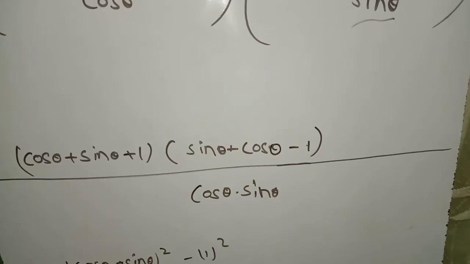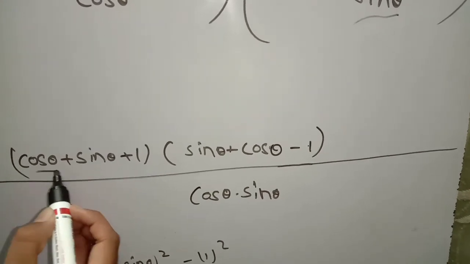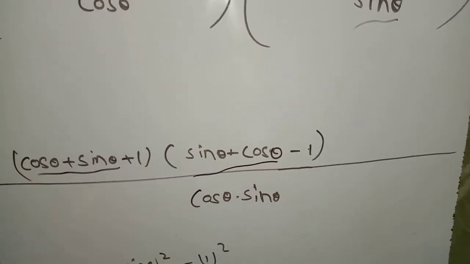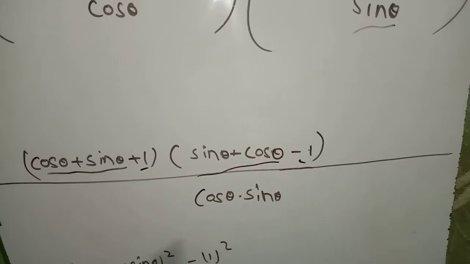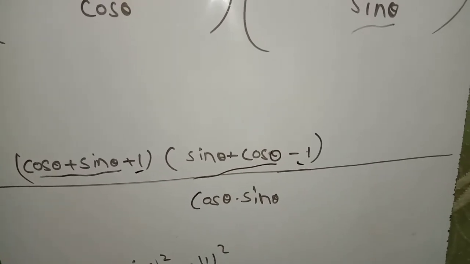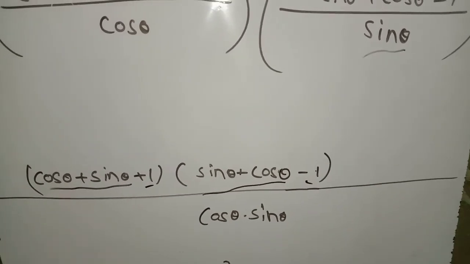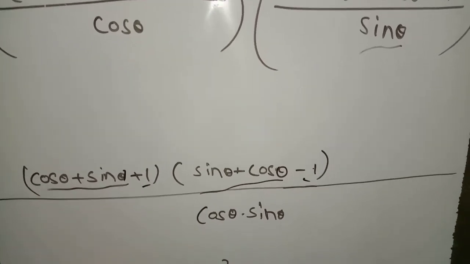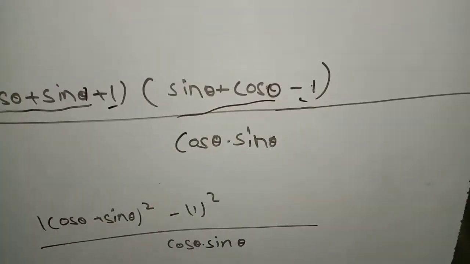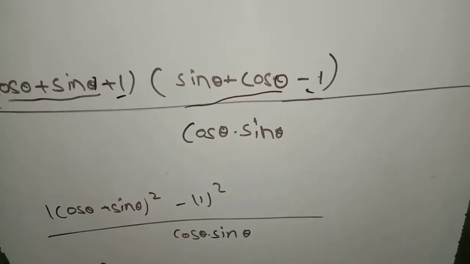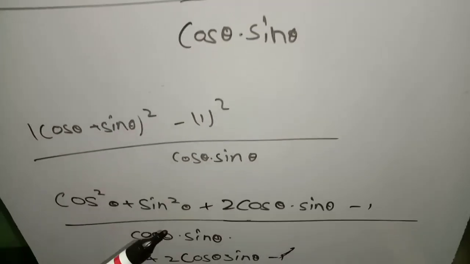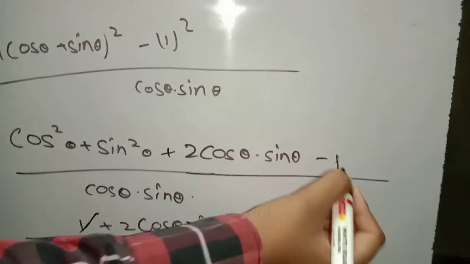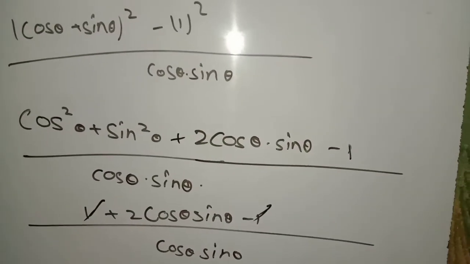So if we see here, it is also cos theta plus sin theta, it is also cos theta plus sin theta, and the one which is different is this plus 1 and this minus 1. So according to the formula a plus b into a minus b is a square minus b square. So here cos theta plus sin theta whole square minus 1 whole square by cos theta into sin theta. So then it becomes cos square theta plus sin square theta plus 2 cos theta sin theta minus 1 by cos theta into sin theta.